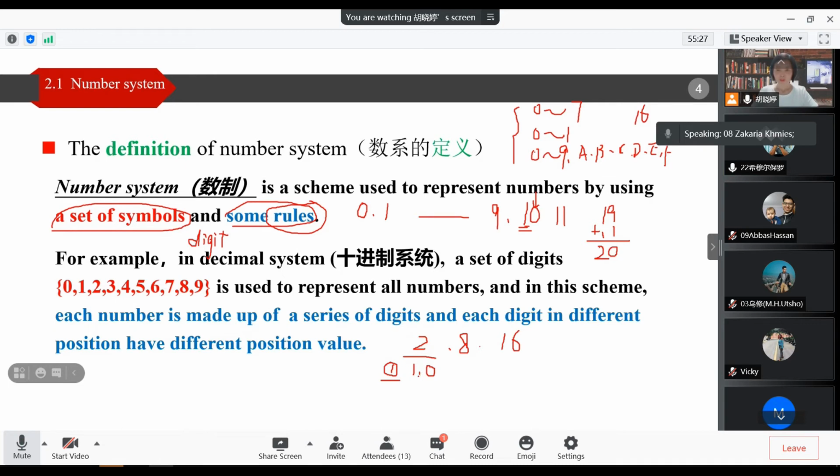Do you want us to convert from decimal to binary? Yes, I can hear you. So first, please tell me what is the set of symbols for the binary system? 0, 1. 1 and 0. Okay, yes. What are the rules?